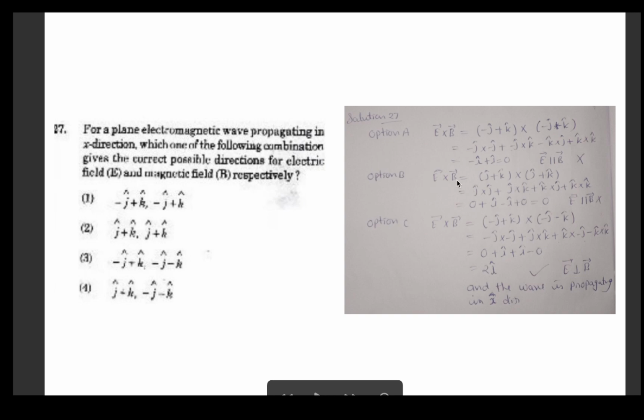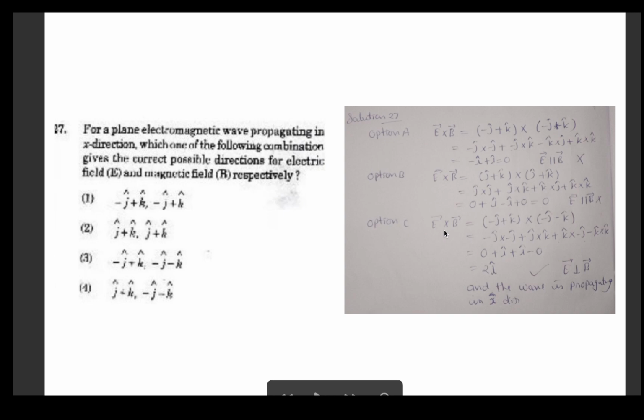So from option B we again solve. j, k, k, all the four terms. First is 0, then j cross k is i cap, k cross j cap is minus i cap, then 0. So again E cross B is coming out to be 0. So no, electric field and magnetic field vectors are not perpendicular to each other.